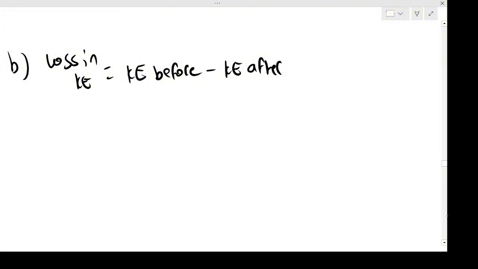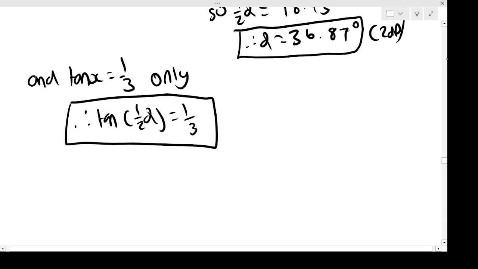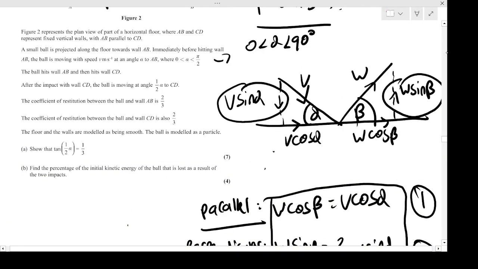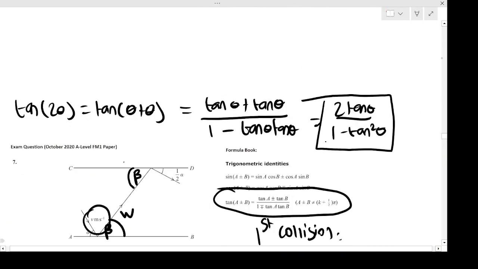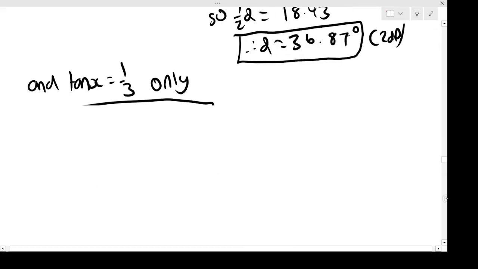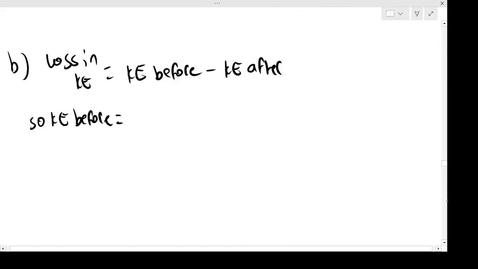And so in this case, the kinetic energy before, okay, well, what's the initial kinetic energy? Well, the initial speed is v, okay? So it's going to be half mv squared, okay? I'm not given a mass, I'm just going to call the mass m. So it's going to be half mv squared.